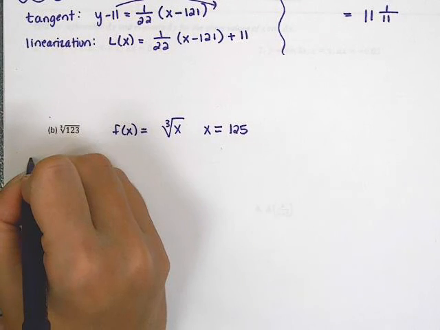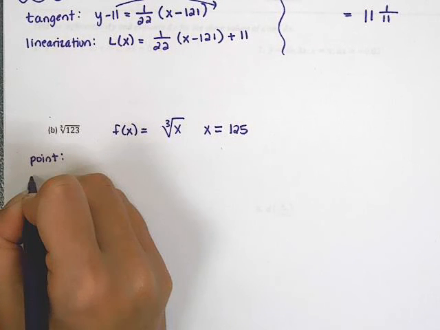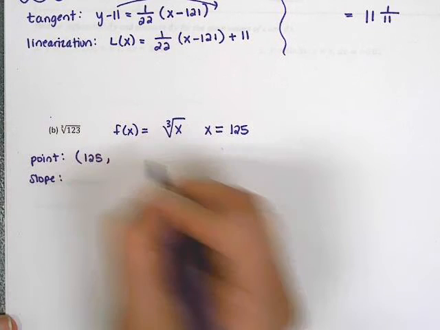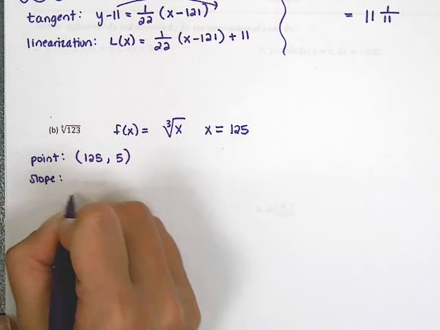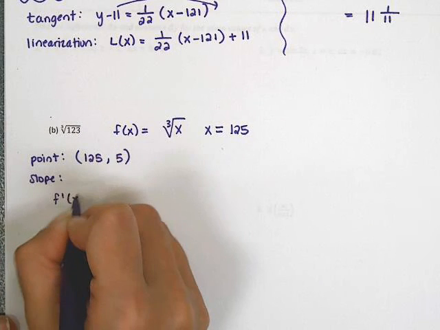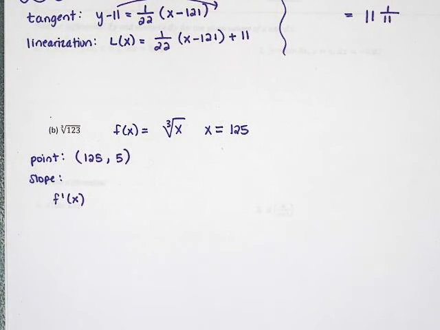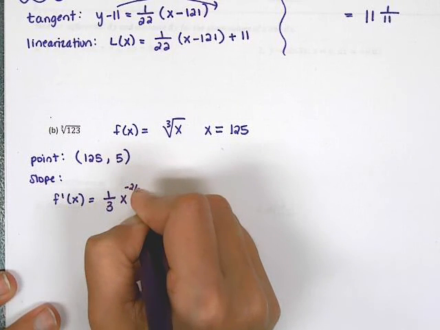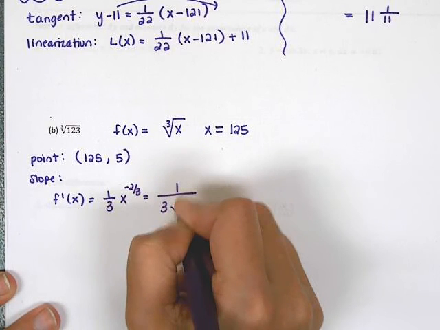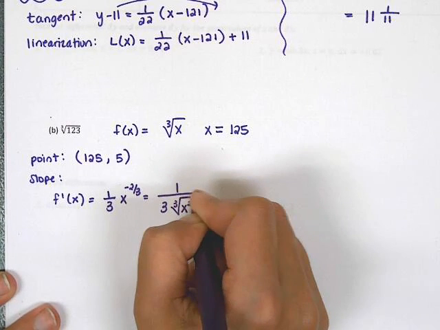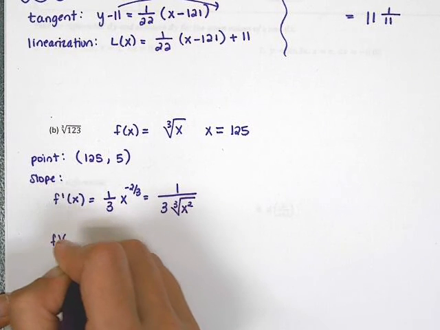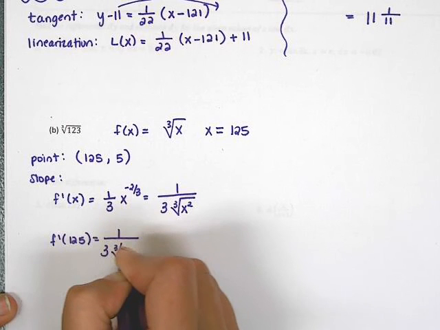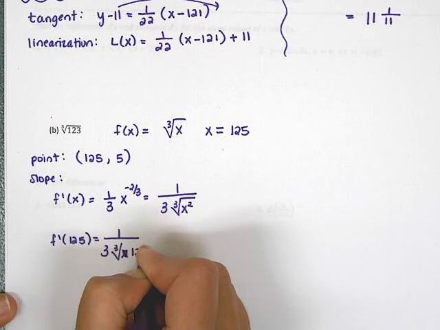So in order to write a tangent line, I need a point and I need a slope. Now the point would be 125 comma the cube root, which is 5. To figure out the slope, I need the derivative. I'm going to think about the cube root as being x to the 1/3. So I would get 1/3 x to the negative 2/3, which would be 1/3 cube root of x squared. If I plug in the number 125, I get 1/3 times the cube root of 125 squared.